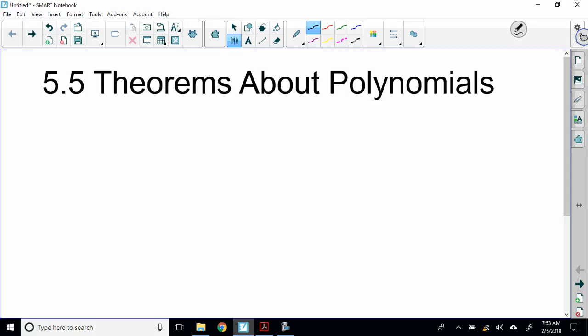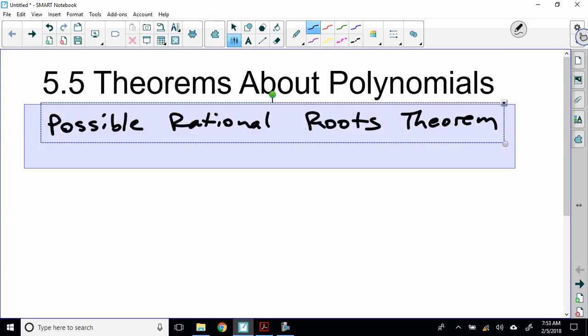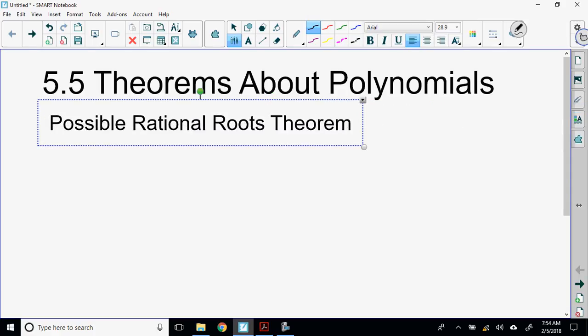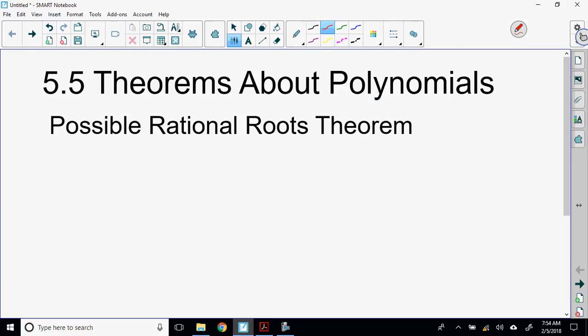The first theorem is called the possible rational roots theorem. And it's really handy. It's basically what we're going to be using the next 4 days of class. And it kind of serves as giving us a roadmap of where we're going to go.